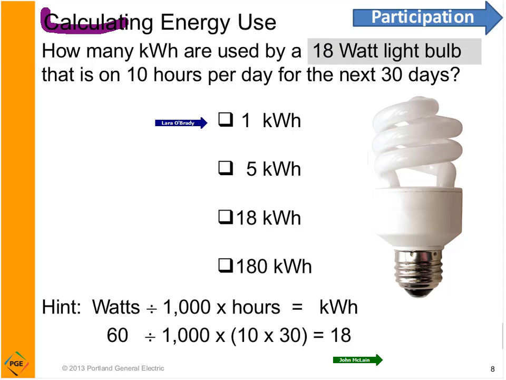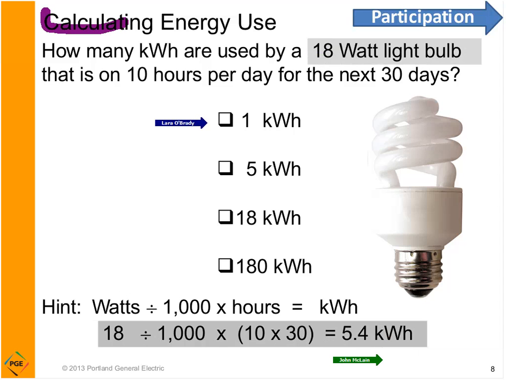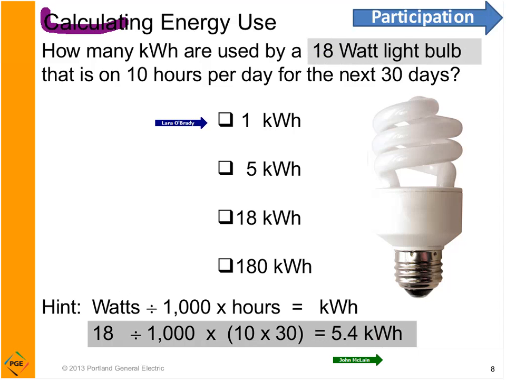And it looks like Laura already has an answer. Here's my answer. 18 watts divided by 1,000 times the 300 hours would be 5.4 kilowatt hours. So suddenly we dropped from 18 down to 5, a significant cut in the electric bill, especially for the car lot surrounded by incandescent lights, all lit up like Christmas time. Significant changes, and this is why lighting is probably the number one place to look for energy savings. But to get the money to make that change, you have to calculate how much energy am I going to save.